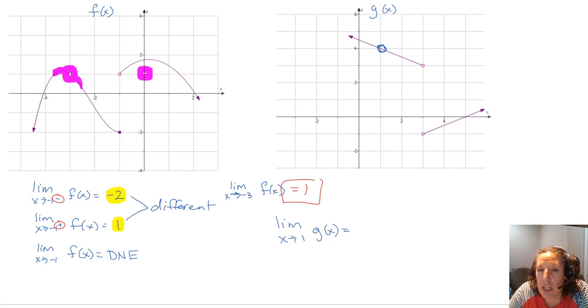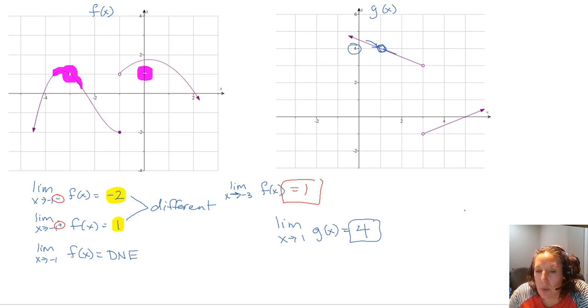Our y value is getting closer and closer to a y value of 4 as we're coming from the left. As we're getting closer and closer on the right, our y value is also approaching 4, and so the limit as x approaches 1 of g of x is 4.